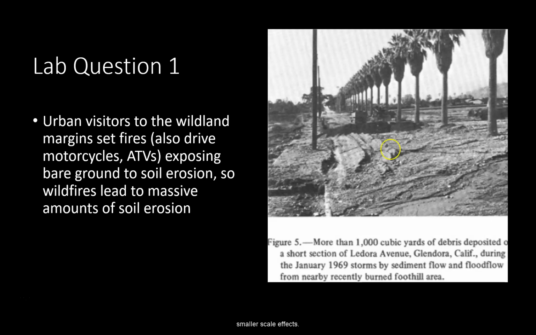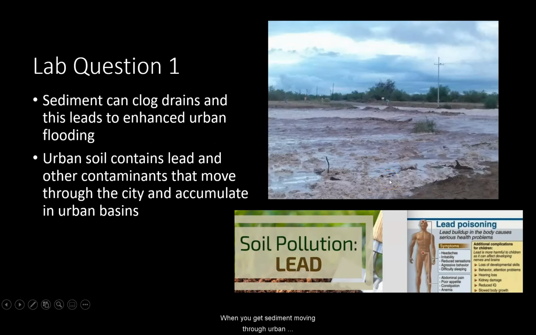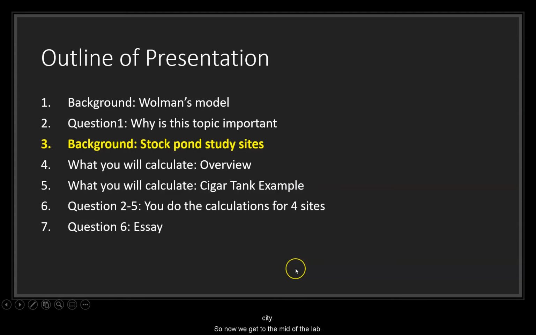When you get sediment moving through urban systems, you can clog drains, and this leads to enhanced urban flooding. Also, urban soils contain lead and other contaminants that move through the city and might be ejected in something like a dust storm or a dust cloud, and you breathe the pollutants that are associated with soil erosion in the city. So now we get to the middle of the lab.